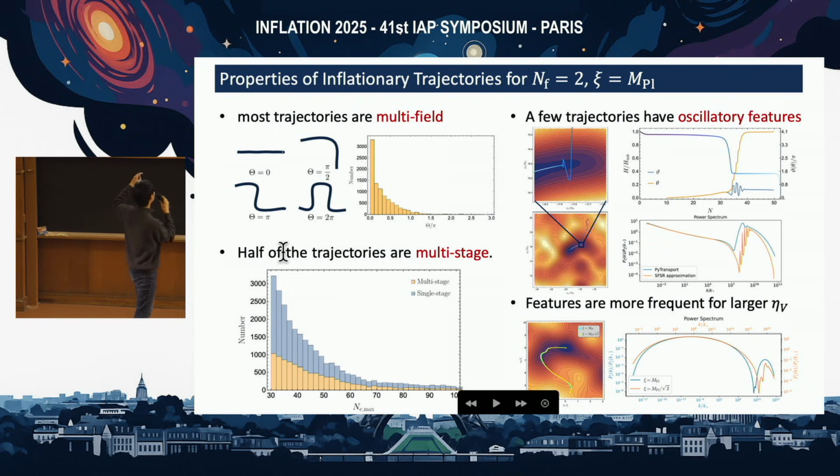And among those multi-stage trajectories, a few of them appear to have some oscillatory feature, as can be seen in the power spectrum and the trajectory. Such features are more frequent on landscapes with larger values of eta. All in all, the phenomenology is quite abundant, and I can't give a comprehensive introduction here, but you are welcome to contact me afterwards. Thank you for listening.